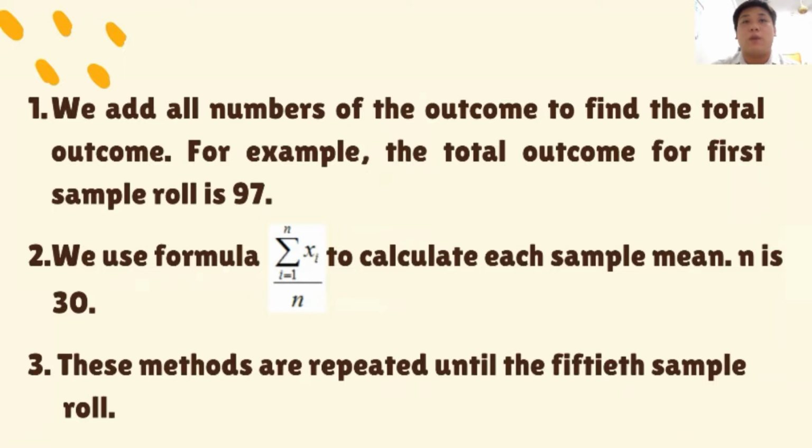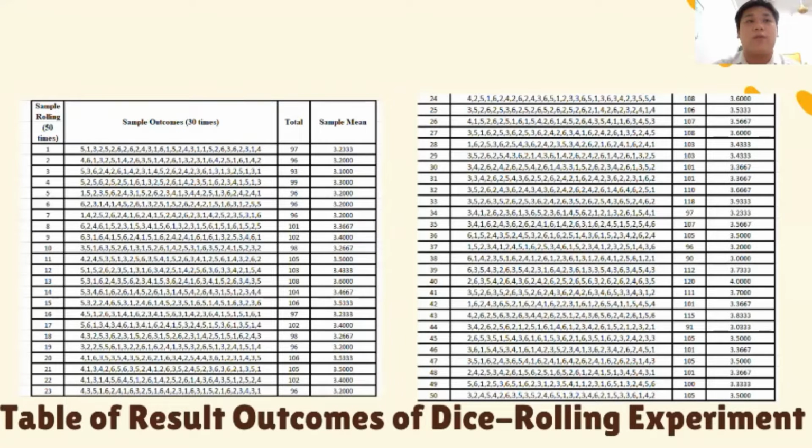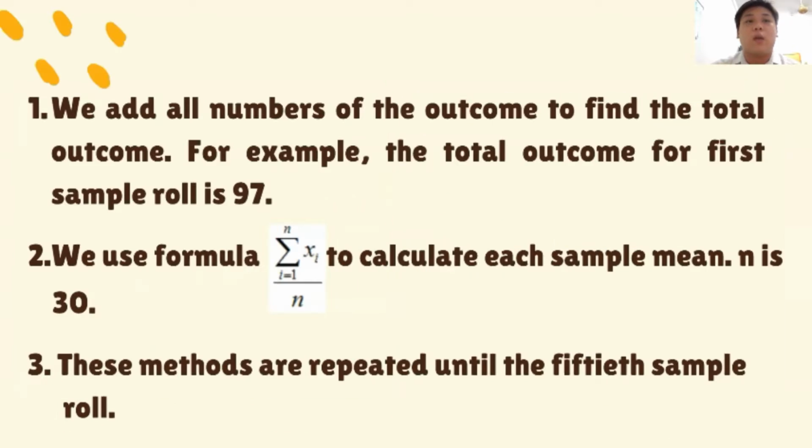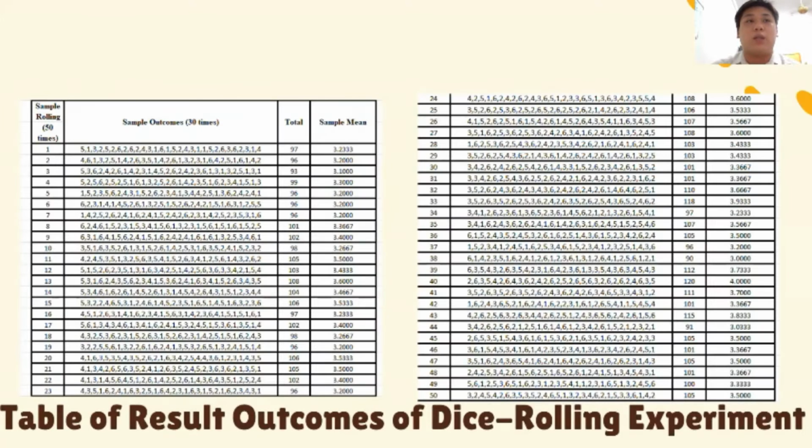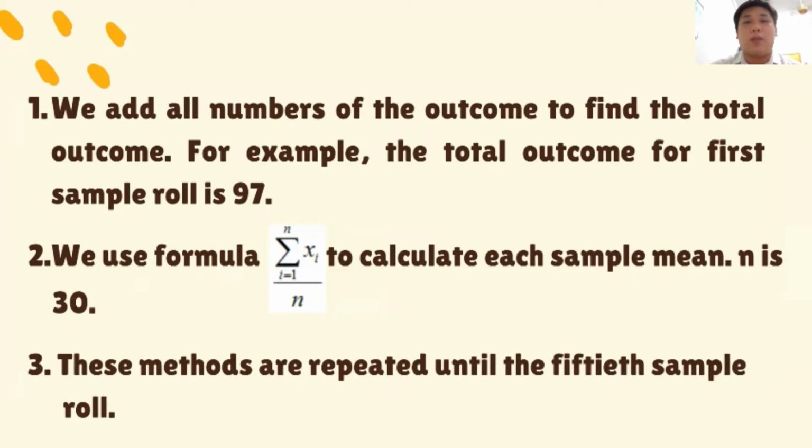Next, we add all numbers of the outcome to find the total outcome first. For example, the total outcome for the first sample roll is 97. Then we use this formula to calculate each sample mean. N is 30 because each sample rolling has 30 outcomes. And these methods are repeated until the 50th sample roll is calculated.